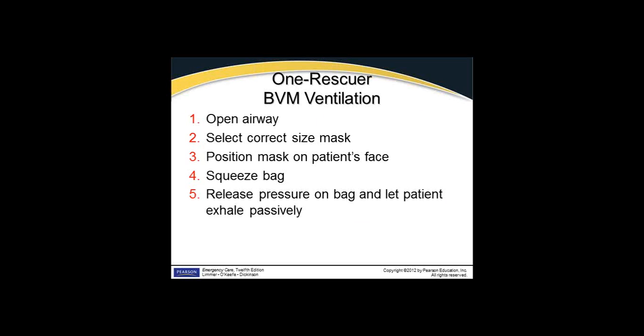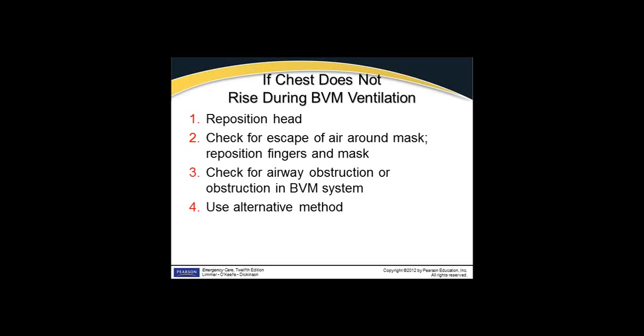One rescuer bag valve ventilation. You're going to open the airway, select the correct size mask, and position it on the patient's face. You're going to use what we call the EC clamp technique. So basically, you do the A-OK sign with your hand: your forefinger and your thumb in a C around the mask stem, and then the other fingers pulling backwards to open the jaw up. Again, squeezing the bag till you see the chest start to rise, then let it go and let the patient exhale.